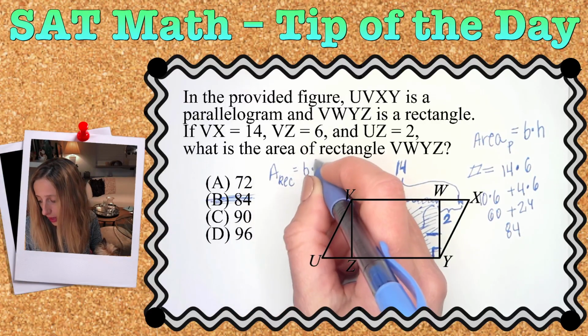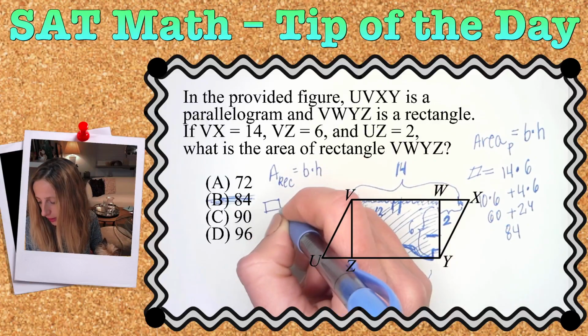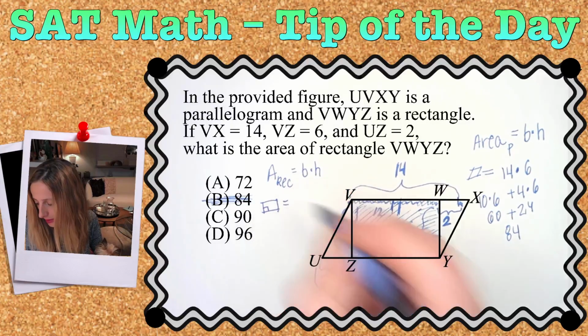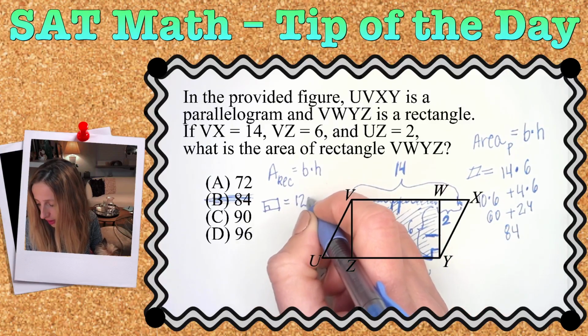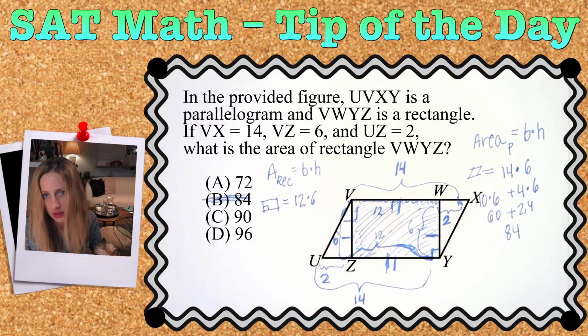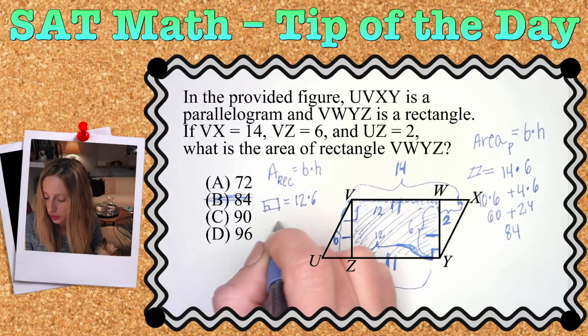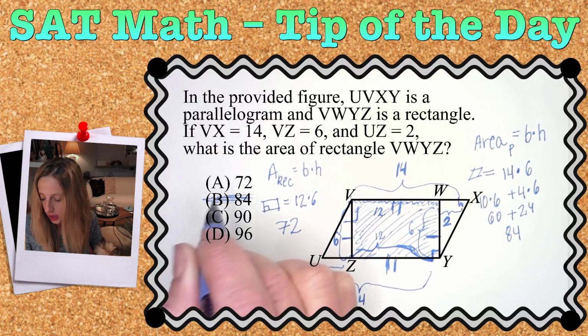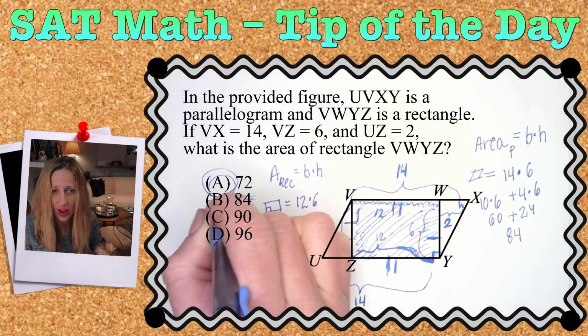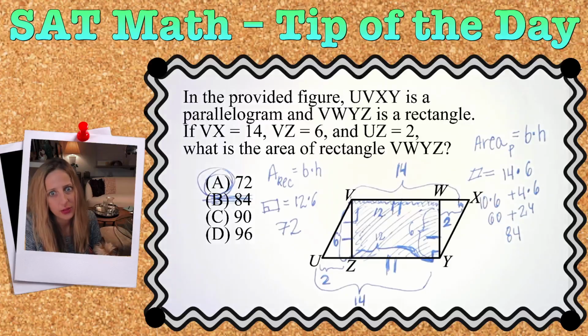will equal base times height as well. And here's my rectangle, equals base, what did we say? 12, times the height, 6. 12 times 6, honestly, is one that you should have memorized. It's 72. So you're done. The answer is A. However, the choices are kind of lame on this one, because if you already know that the area of the entire parallelogram is 84 and the only option less than 84 is 72, you can deduce that the area of the rectangle is going to be less than the area of the parallelogram, so you could just pick 72 and move on with your life.